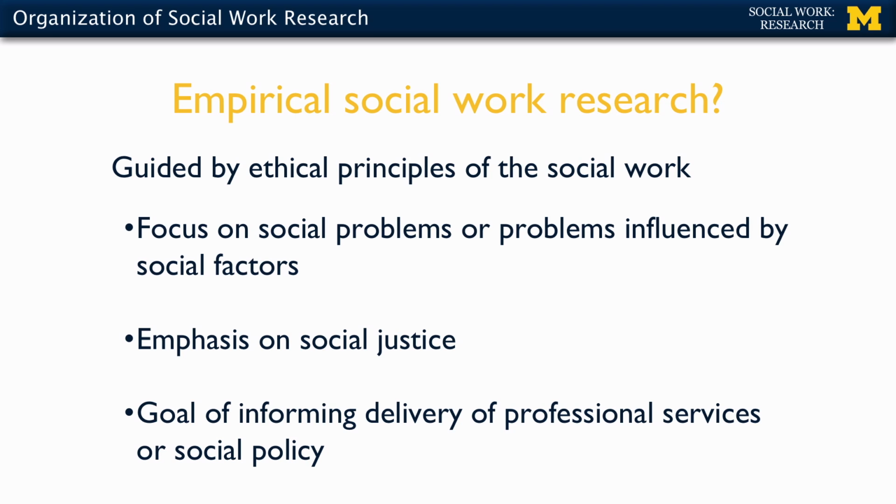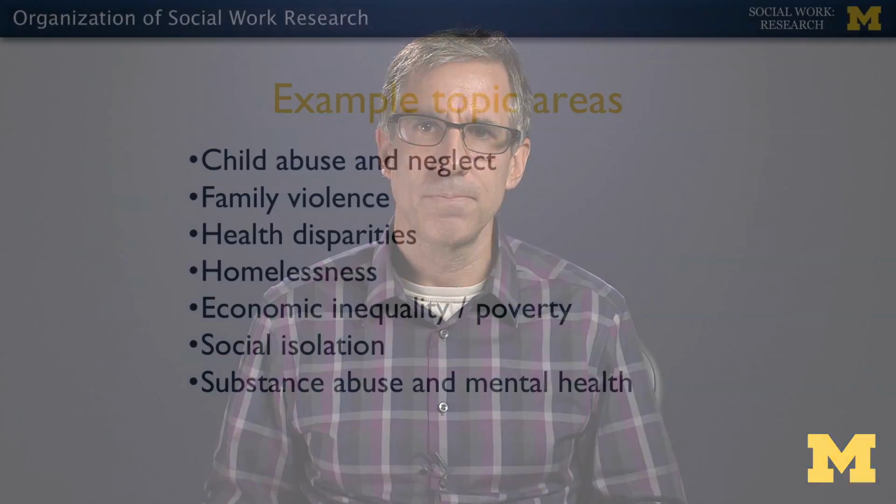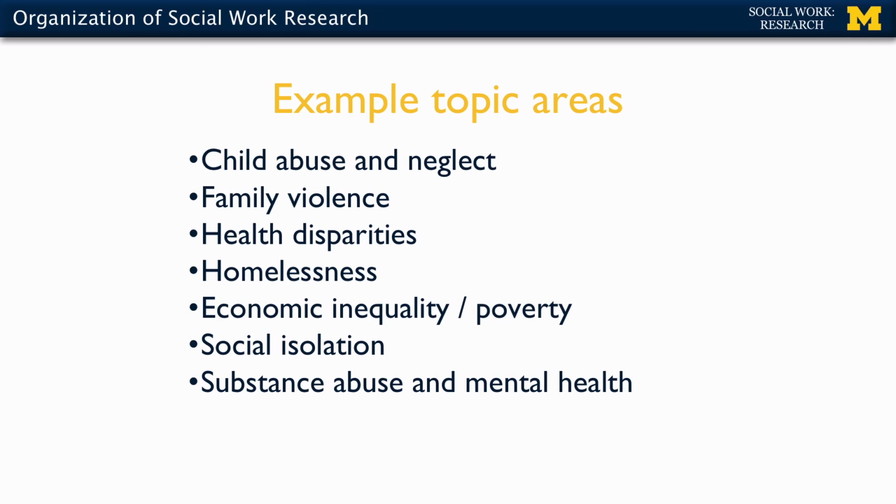Social work research also has a strong emphasis on issues of social justice. So distributions and inequalities as it relates to opportunities in our lives, wealth, issues of homelessness, oppression, discrimination. So we focus on issues of social justice, and that's another component that makes social work research different than the other social sciences. And I also mentioned that social work research is an applied social science. So this means we're really actively working on solving problems, and our goal is informing the delivery of professional services or social policy.